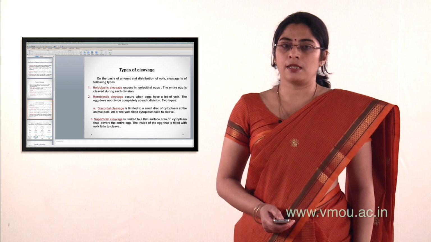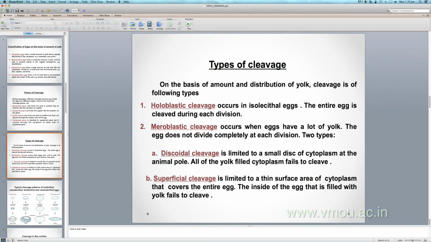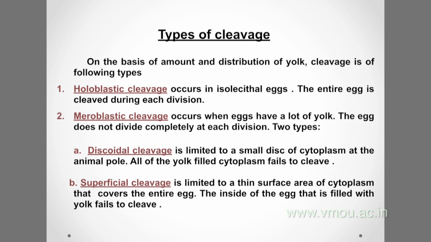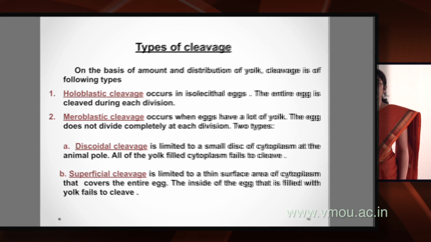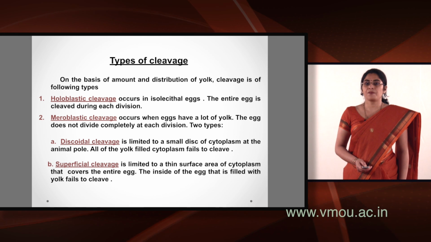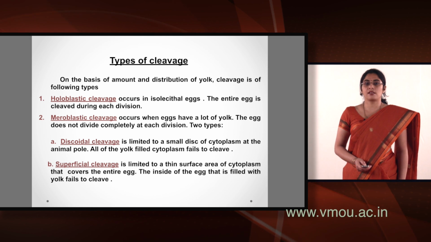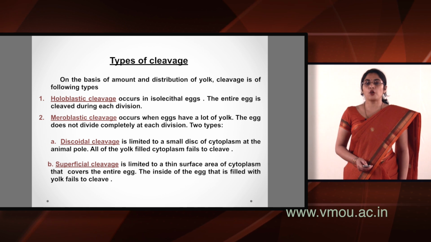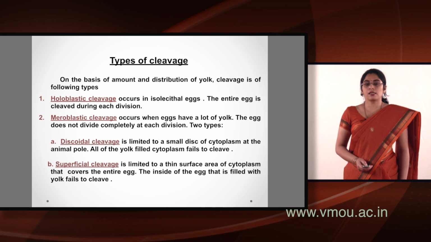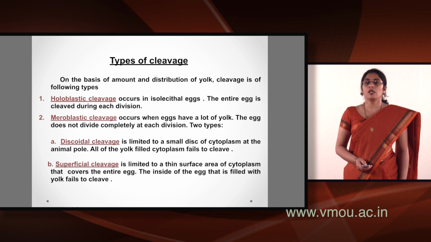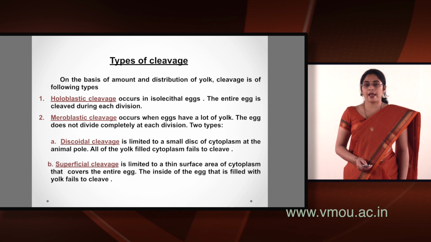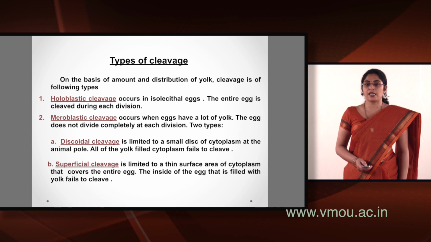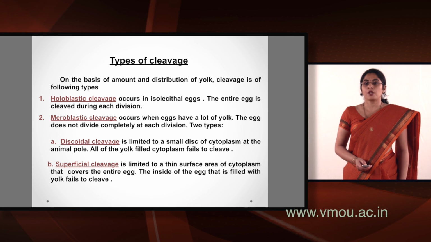Types of cleavage. On the basis of amount and distribution of yolk, cleavage is of following types. First, holoblastic cleavage. It occurs in isolecithal eggs. The entire egg is cleaved during each division. Second, meroblastic cleavage occurs when eggs have a lot of yolk. The egg does not divide completely at each division.